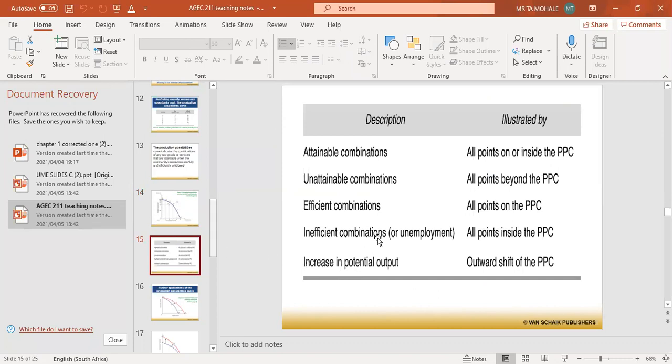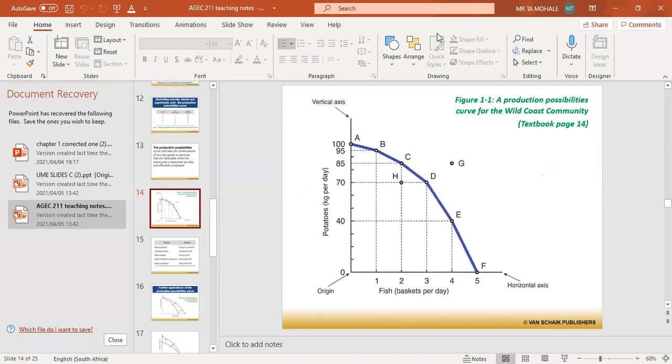Increase in potential output is when there is an outward shift of the PPC. When there is an increase in output, we will have something like this. The curve will be shifting outwards. So if your curve is like that, make sure it's a C shape. Don't do something like I did here. It's a C shape. So this curve has shifted from this point to this point, and it is called an increase in output. So that is what they mean when they say increase in output.